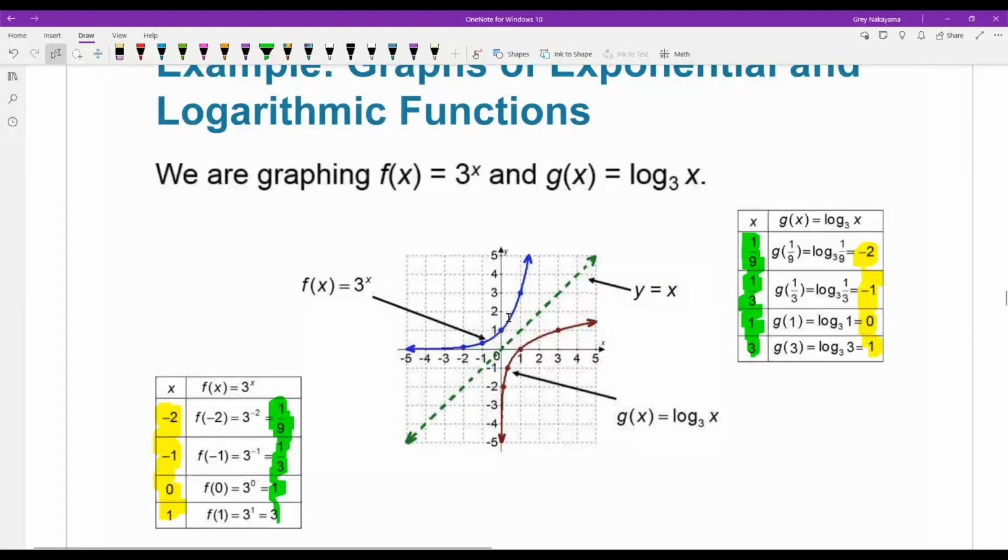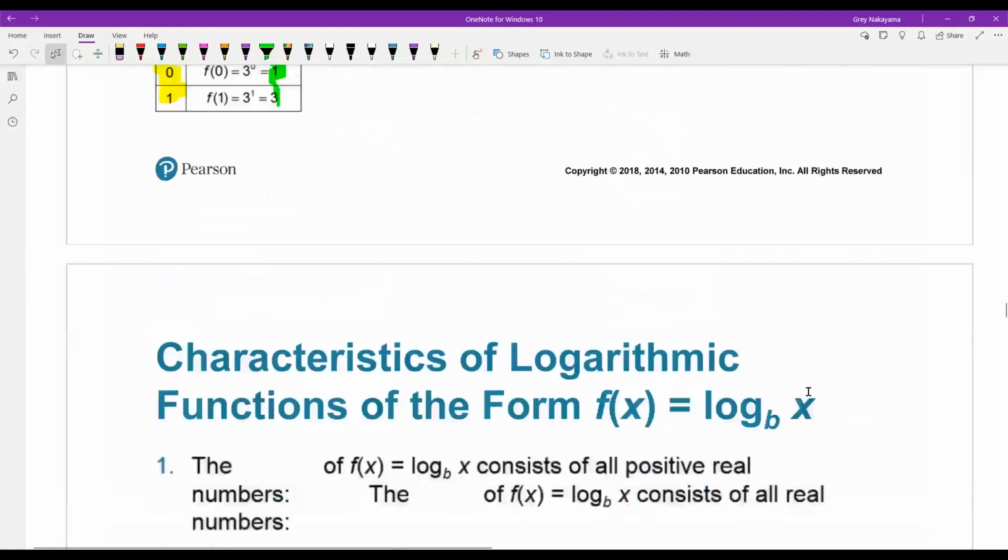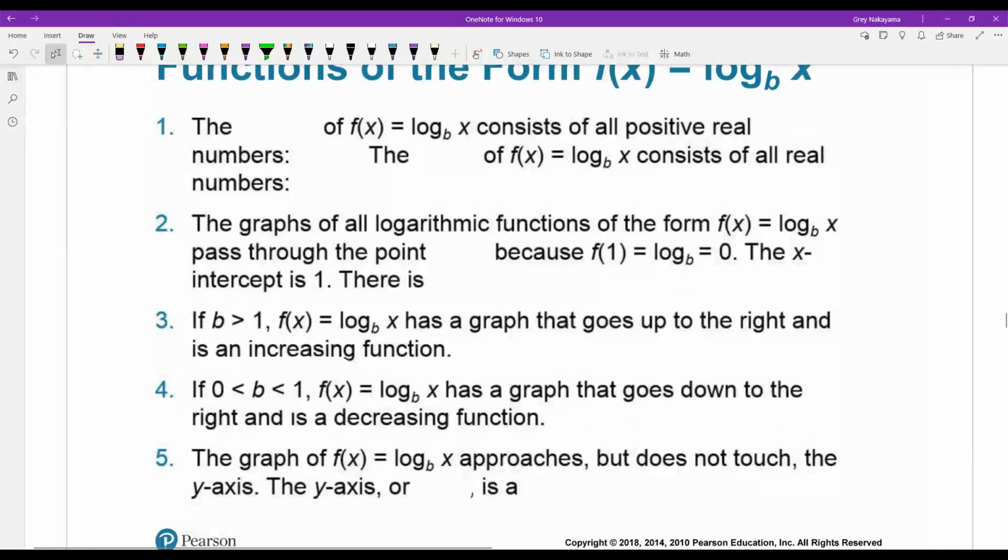I've got (0, 1) on my exponential. I'm going to have (1, 0) on my logarithmic. So if you know one set of points, then you know the other set of points because you just flipped them. All right, so you do have to know the characteristics, but if you know the characteristics of the exponential function, you know them of the log because they're that closely related.